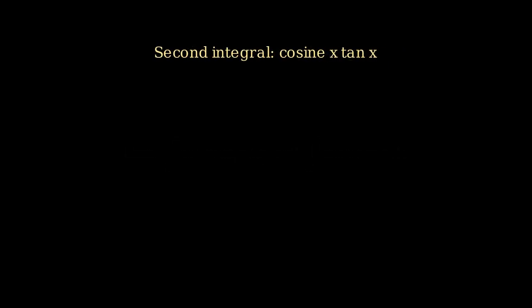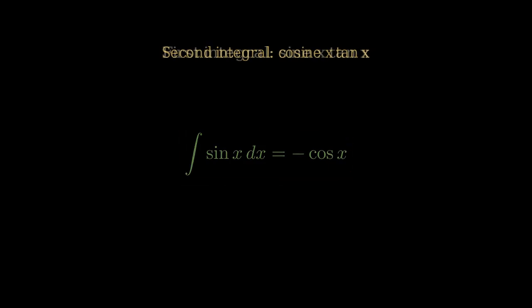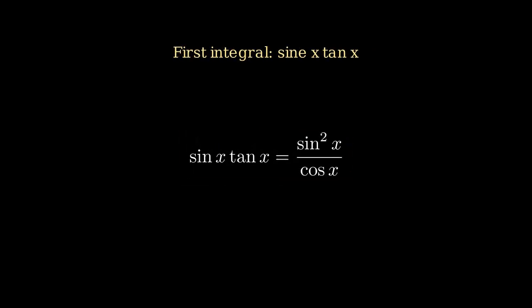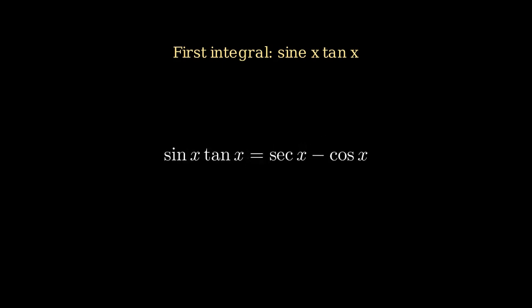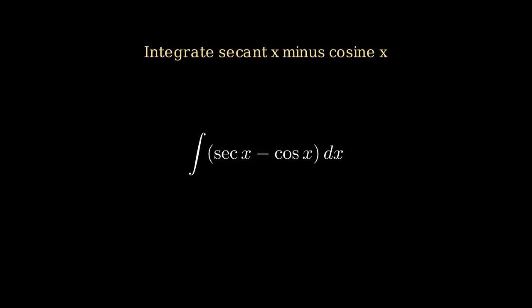The second integral is easier, so we do it first. Cosine of x times tangent of x equals sine of x, and the integral of sine of x dx equals negative cosine of x. For the first integral, sine of x times tangent of x equals sine squared of x divided by cosine of x, which we rewrite using 1 minus cosine squared of x divided by cosine of x, giving secant of x minus cosine of x. Integrating secant of x minus cosine of x gives the natural log of the absolute value of secant of x plus tangent of x, minus sine of x.